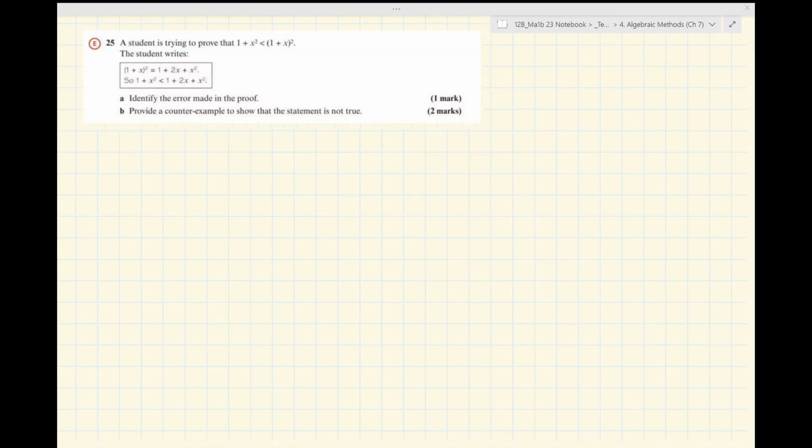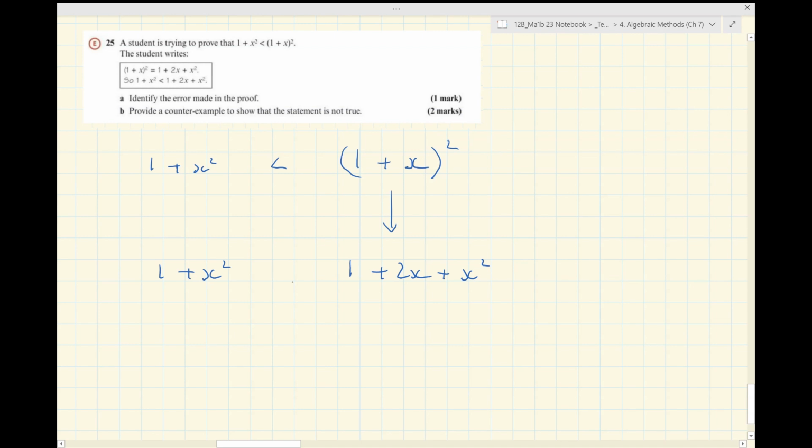Question 25. A student is trying to prove that 1 plus x squared is always less than 1 plus x all squared. The student writes that 1 plus x all squared equals, okay, that does equal, yes it does, 1 plus 2x plus x squared. And he then states that 1 plus x squared is less than that. So he thinks he's proved it. Identify the error made in the proof.